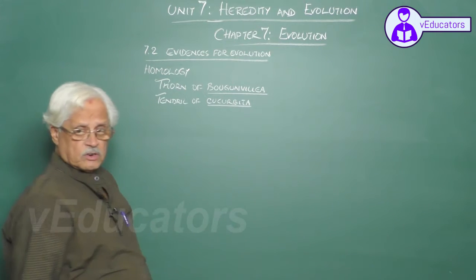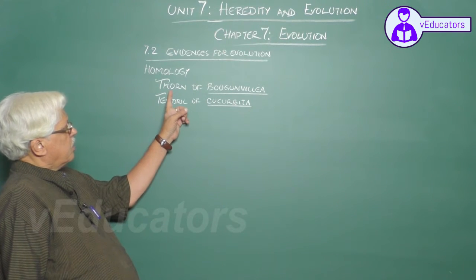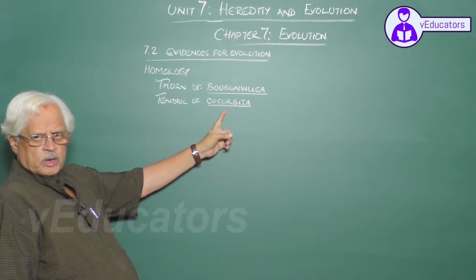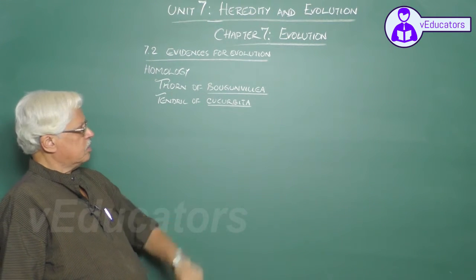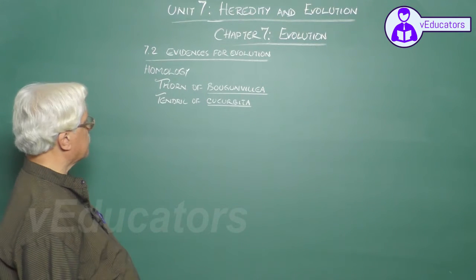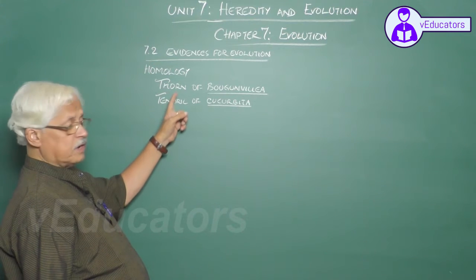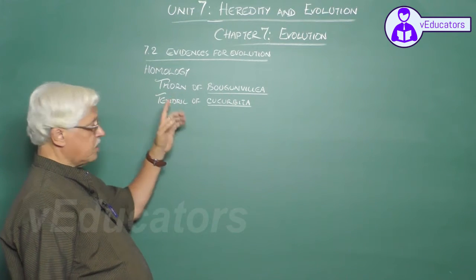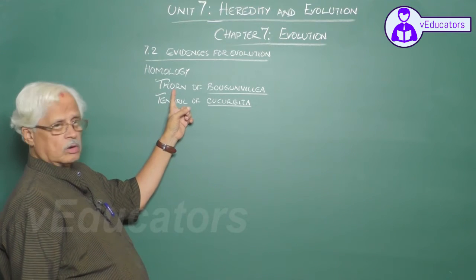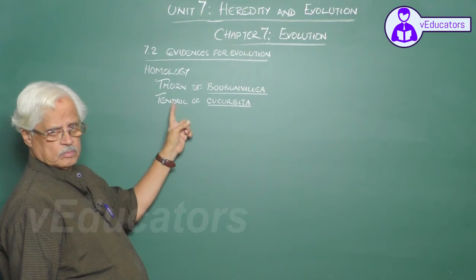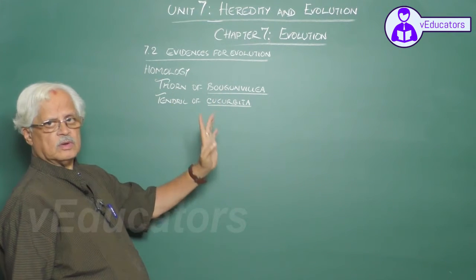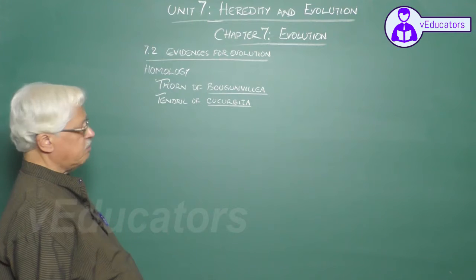They are so different in their function. Thorn is purely a protective structure, but tendril helps the Cucurbita plant to take support on another plant or another structure. So functionally they are so different, but in terms of their origin and structure, both of them are derived from the stem. Origin is the same, structure is the same, but function is different. So this is another example of homology.